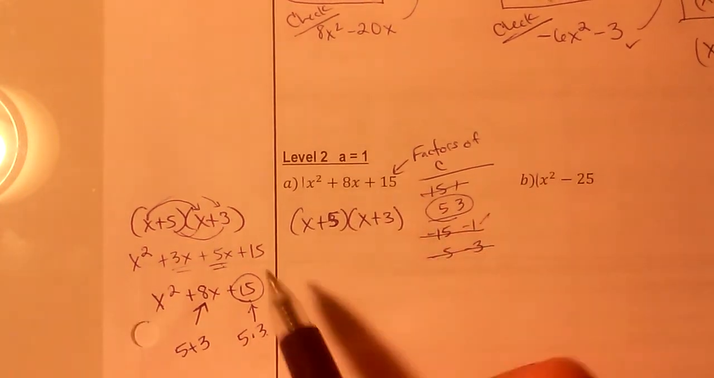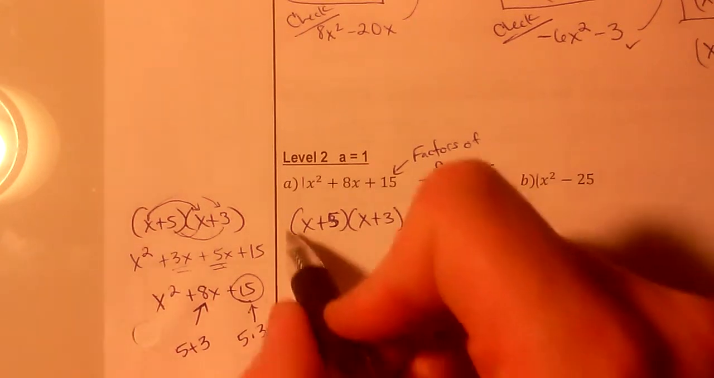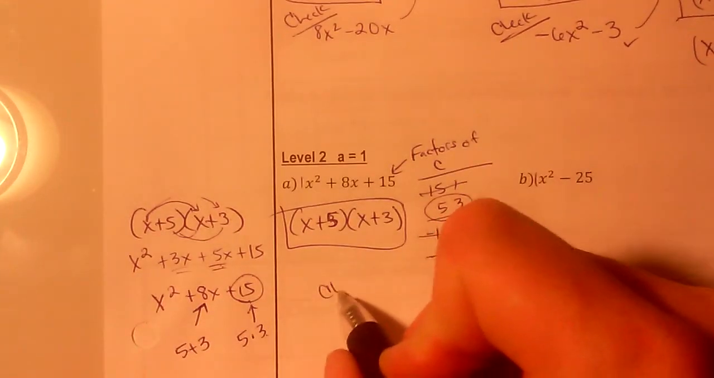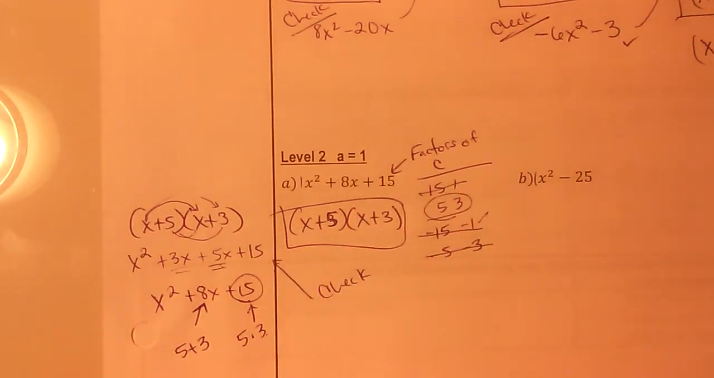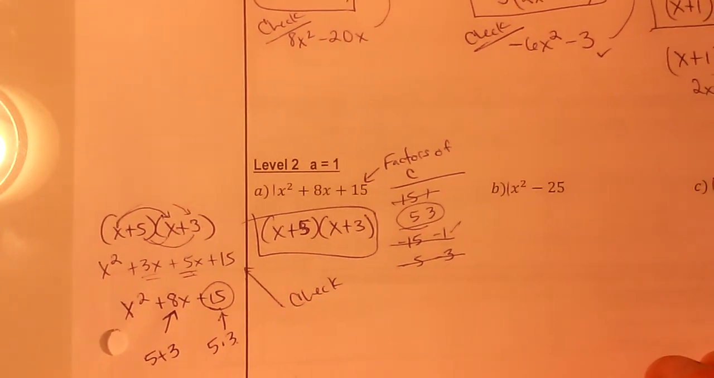I'm going to check it. Oh, wait, I already did. I already have the answer. I forgot. I have the answer over there. So here it is. Awesome. But this is how you check. Check it with the double distributive property. All right, next one.